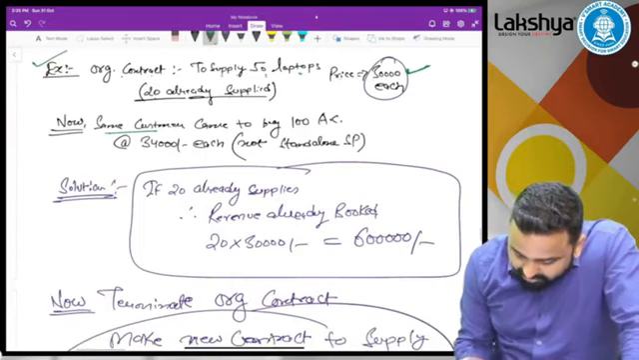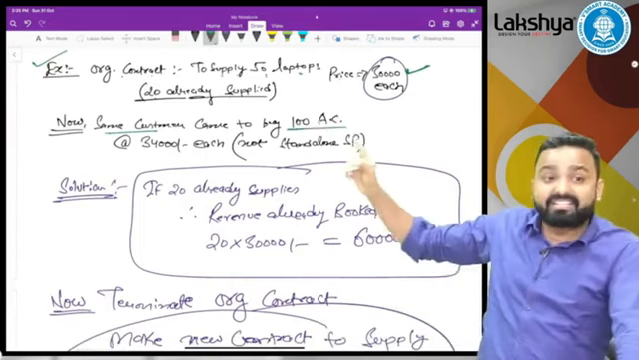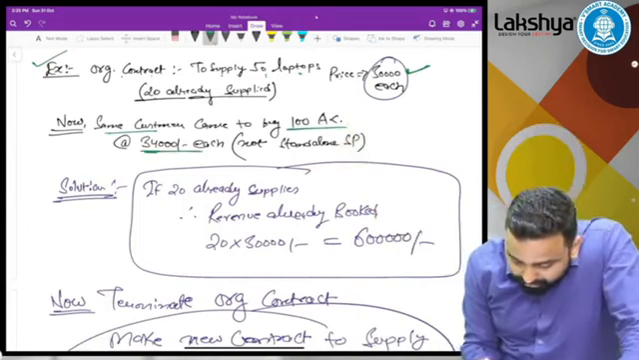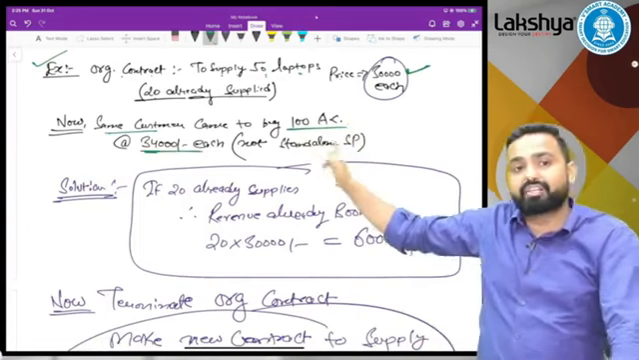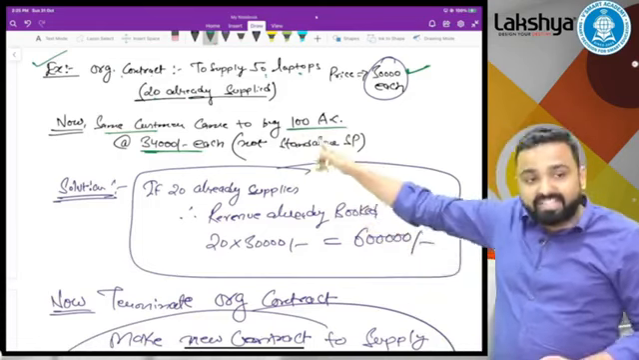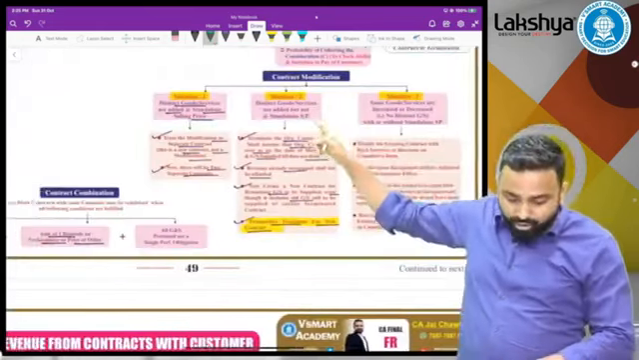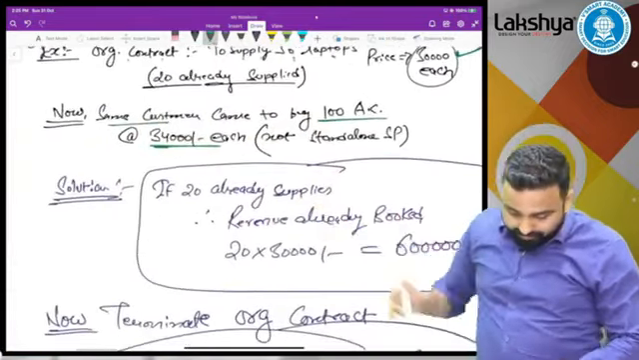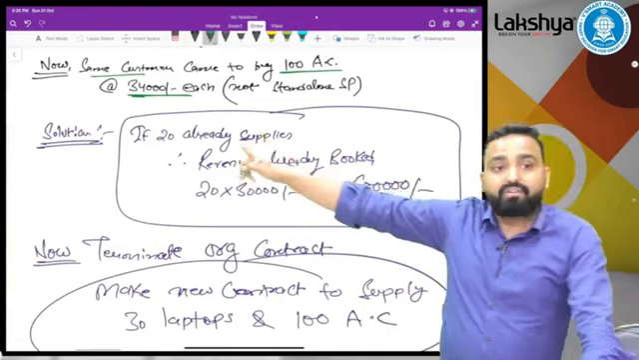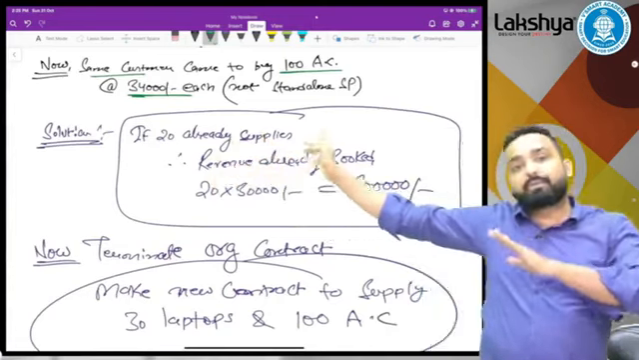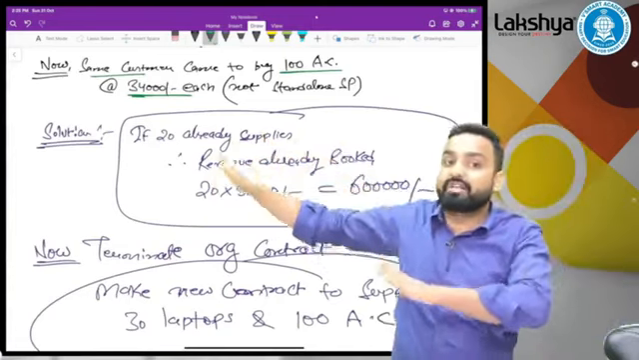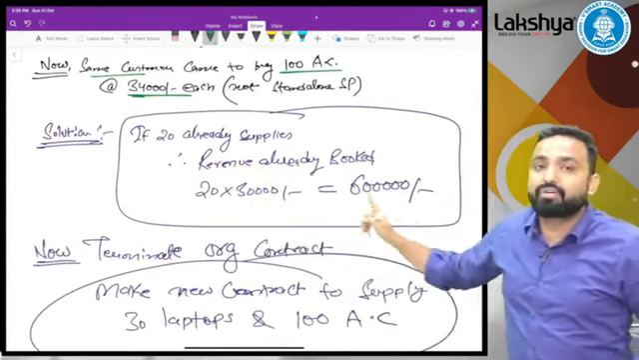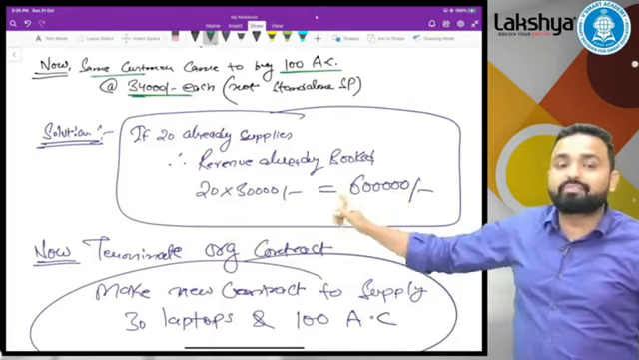Now, the same customer came to buy 100 AC, air conditioning equipment, at 34,000 each, and this 34,000 is not the standalone selling price. Obviously, ACs are distinct from laptops, so situation 2 exists, but not at the standalone selling price. Okay. Now what will you do? See, when we have supplied 20 laptops already, we must have booked the revenue on 20 laptops at the rate of 30,000. So we have already booked the revenue of 6 lakh rupees.